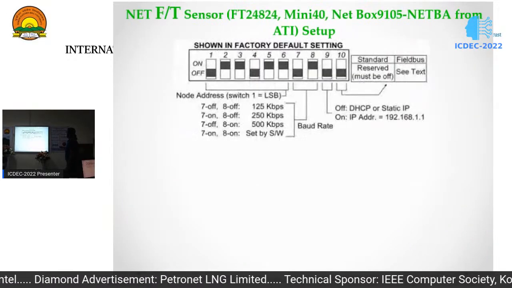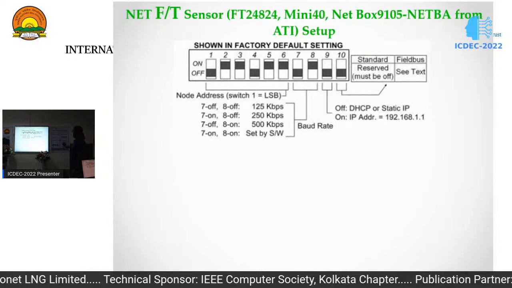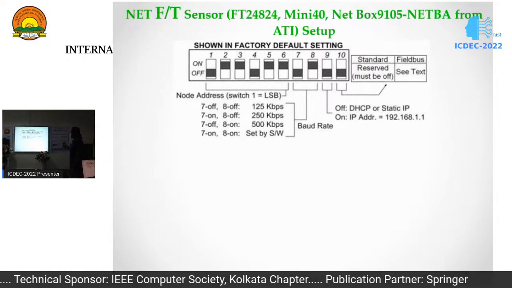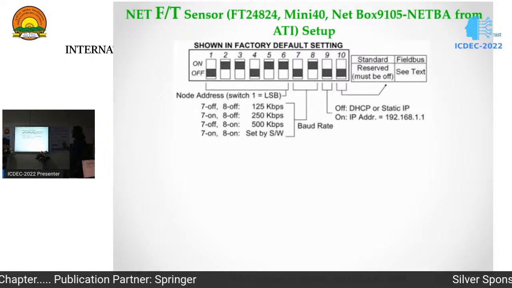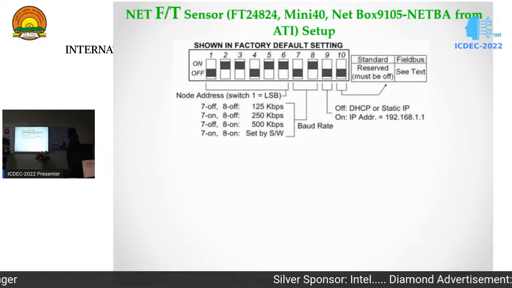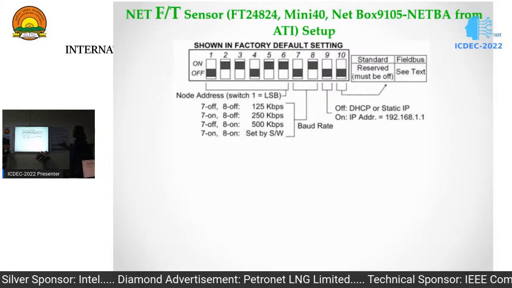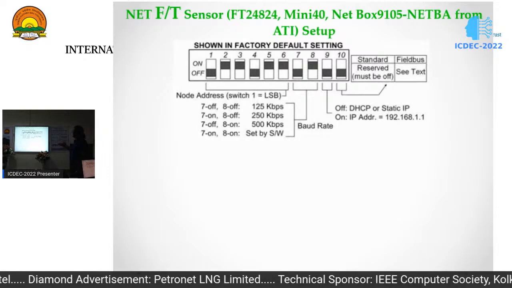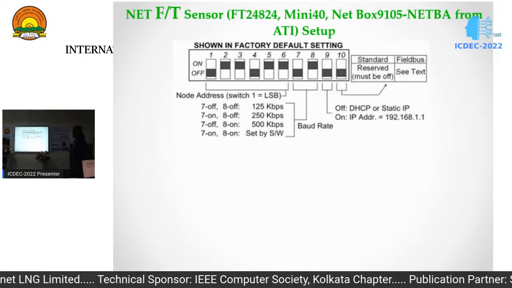And how many settings are there in that box? The settings are that I only use one setting. DIP switch 9 must be on to have a static IP. And DIP switches 7 and 8 are used for the baud rate connections. If 7 is off and 8 is off, then it is 125 kbps communication between the Net F/T box and the server.